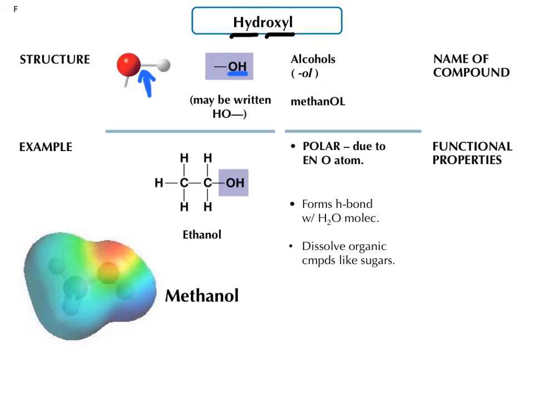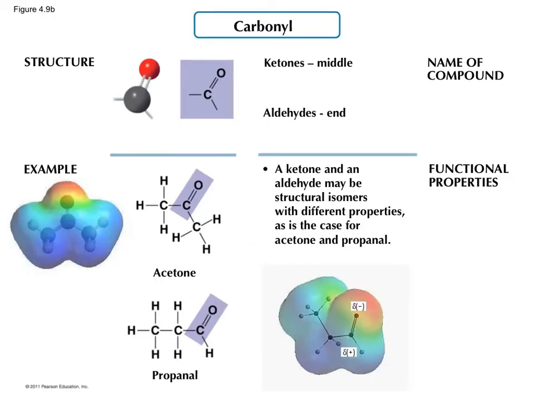So this means they're going to dissolve well in water because it can form hydrogen bonds, because it's polar. Carbonyl groups, and that's how you say this, carbonyl, is a carbon double bonded to an oxygen. Carbonyl groups can be either on the end of a molecule or in the middle of a molecule. So both of these are types of carbonyls.